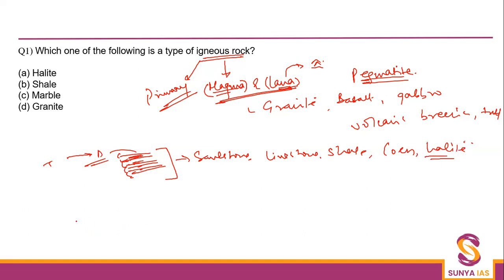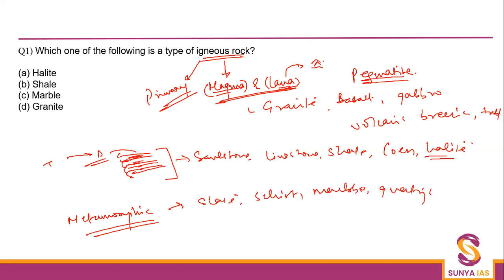And then the next rock system is your metamorphic rock. How these rocks are formed and what the importance of these rocks is, all these things we had seen. Examples here can be slate, schist, then marble, quartzite. All these are examples of metamorphic rock. Now in this question, which one of the following is a type of igneous rock? That is what is asked here.